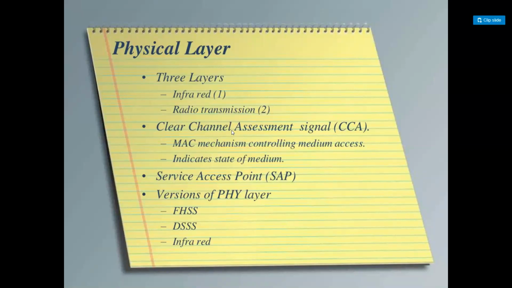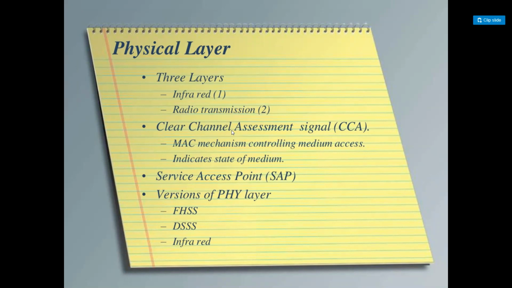Who will play an important role? Let's take an example. If one station senses the medium and finds it was idle, which station needs to be permitted to transmit the data? The decider is the MAC. The MAC will give the permission to transmit the data, and it indicates the state of the medium.